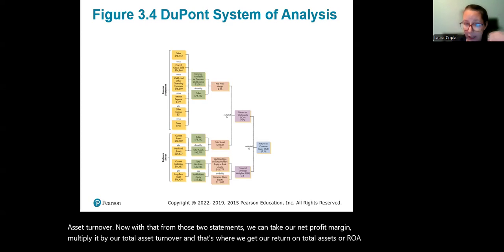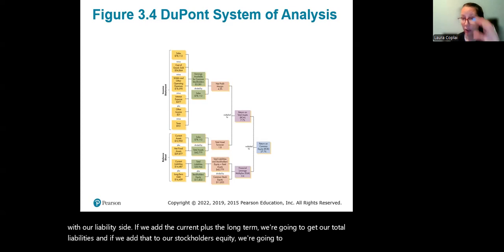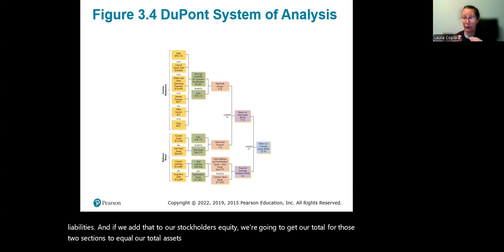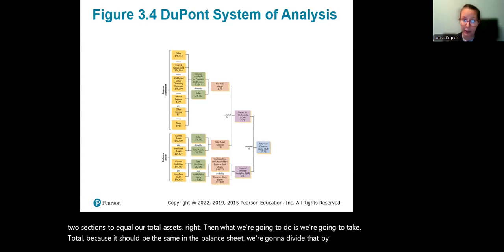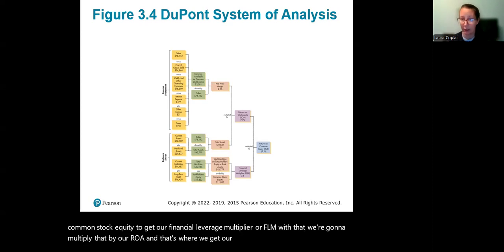With our liability side, if we add the current plus the long term, we're going to get our total liabilities. And if we add that to our stockholders' equity, we're going to get our total for those two sections to equal our total assets, right? Then what we're going to do is take that total, because it should be the same in the balance sheet. We're going to divide that by the common stock equity to get our financial leverage multiplier, or FLM. With that, we're going to multiply that by our ROA, and that's where we get our ROE, our return on common equity.